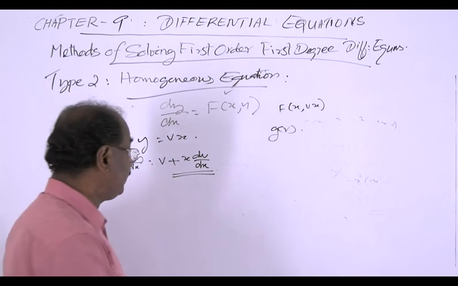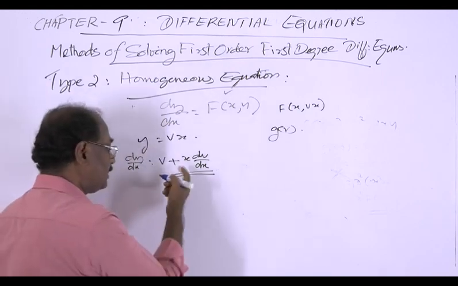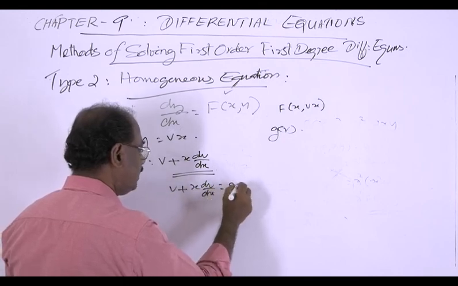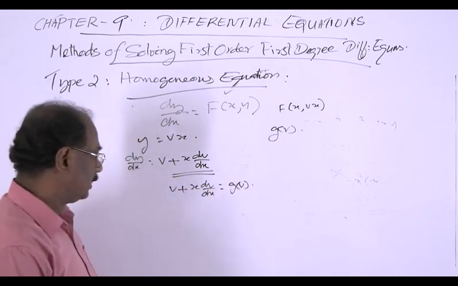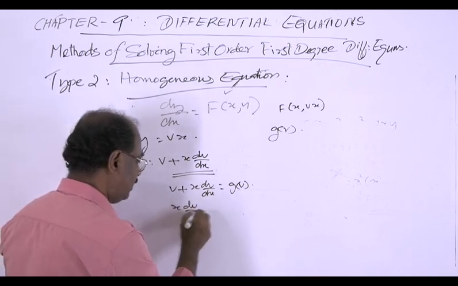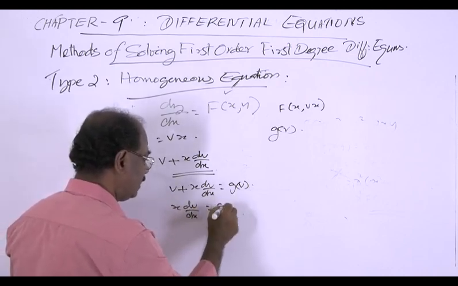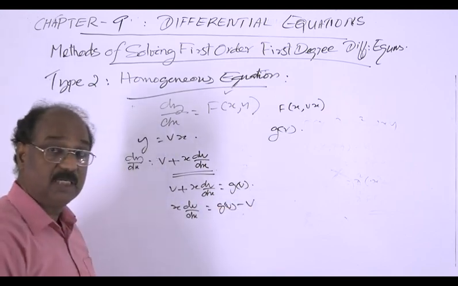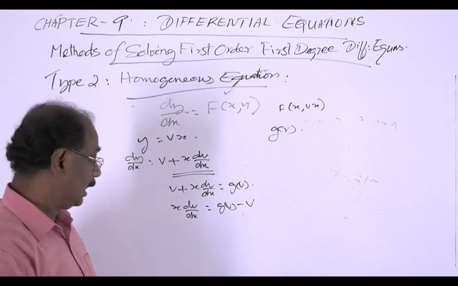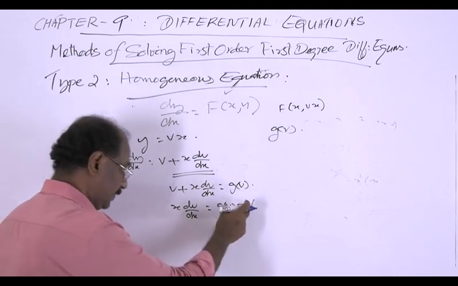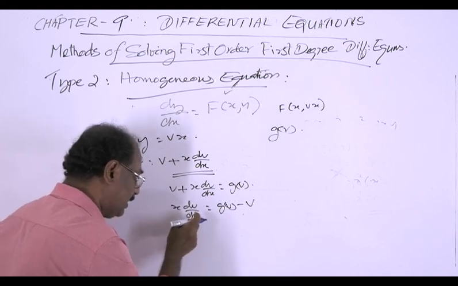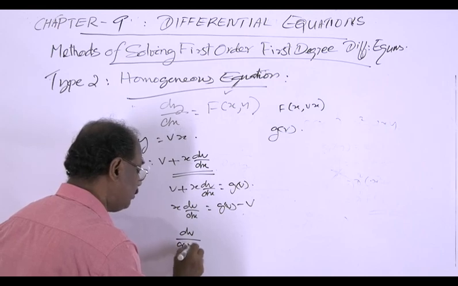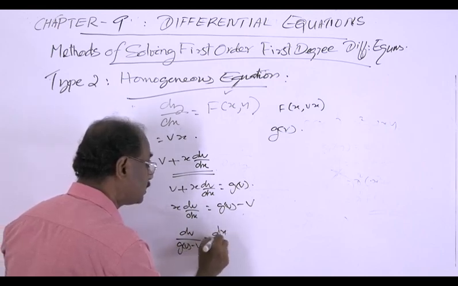And then we see that dy by dx, that is v plus x into dv by dx, is equal to g(v). That is, x into dv by dx is equal to g(v) minus v. On the right side there is only one variable v alone, and hence transposing to the left side, and dx and x to the right side, we see that dv by (g(v) minus v) is equal to dx by x.